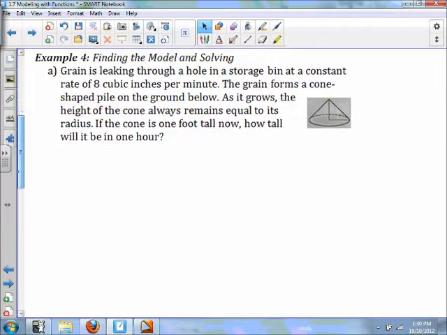Now, example 4. It says grain is leaking through a hole in a storage bin at a constant rate of 8 cubic inches per minute. The grain forms a cone-shaped pile in the ground below. As it grows, the height of the cone always remains equal to its radius. If the cone is 1 foot tall now, how tall will it be in 1 hour?